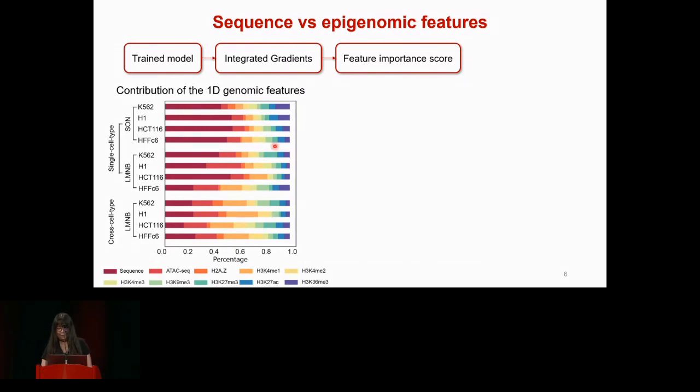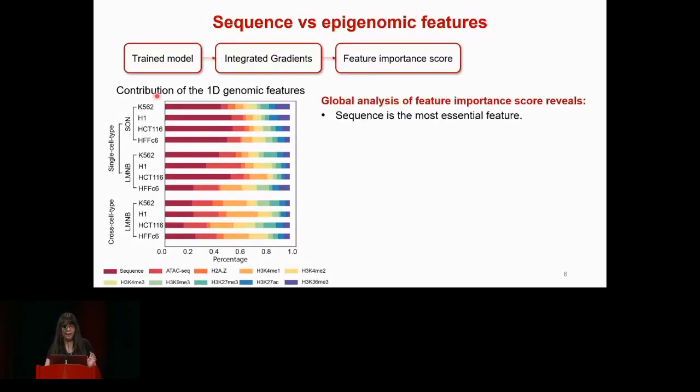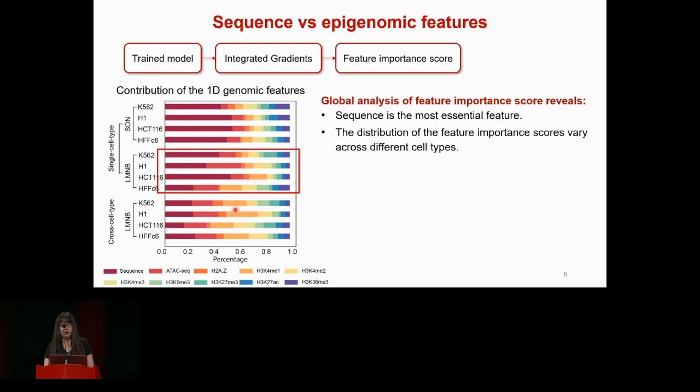The first observation we can make based on this plot is that sequence in dark red is the most important feature for the prediction. As you can see, it takes up a large proportion here, followed by ATAC-seq in red and H3K4 monomethylation in orange here. Besides, the distribution of these feature importance scores varies significantly across the cell types. For example, if you look at the contributions for lamin B TSA-seq here, you can see that sequence is much more important for the prediction in HCT116 than it is for HFFc6.